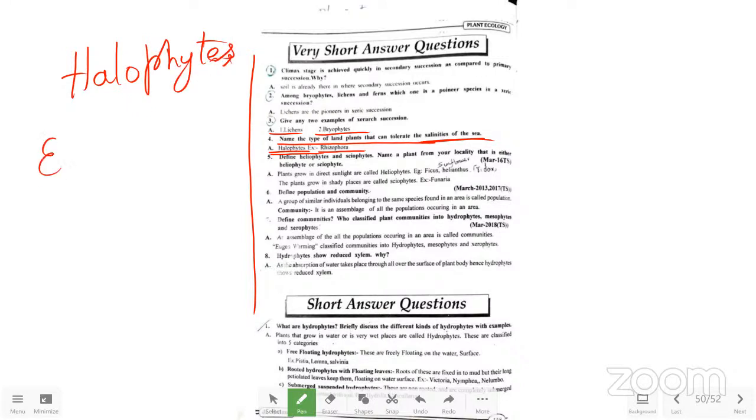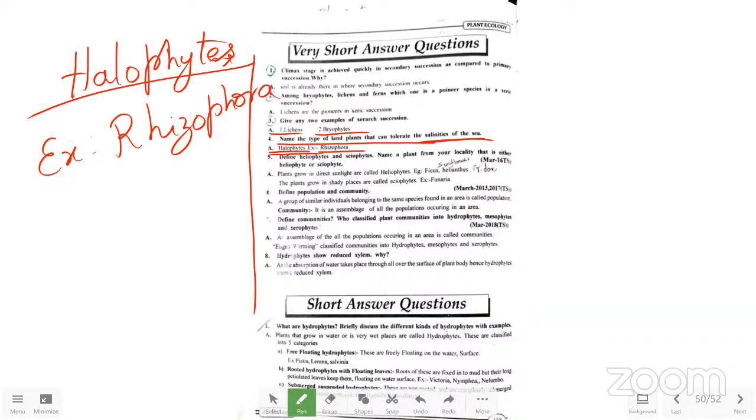And the next one, name any type of land plants that can tolerate the salinities of the sea. Those are the halophytes and the example is rhizophora. Okay, these plants which can grow in the saline water, otherwise they can tolerate the salinities in the water, those are the halophytes. Example, rhizophora.